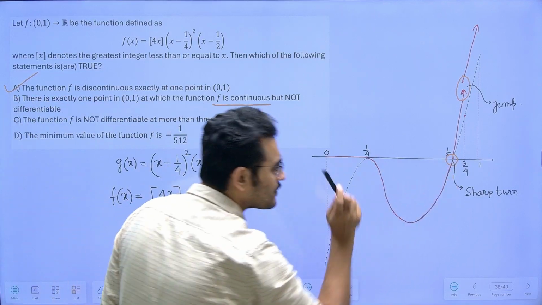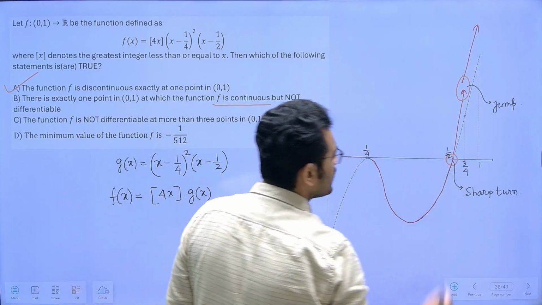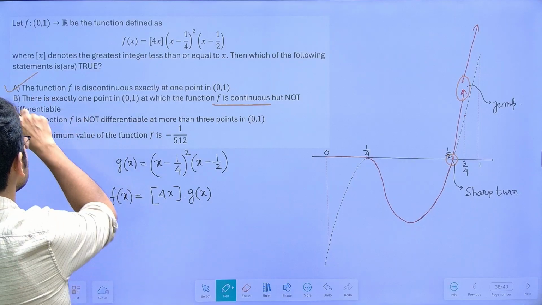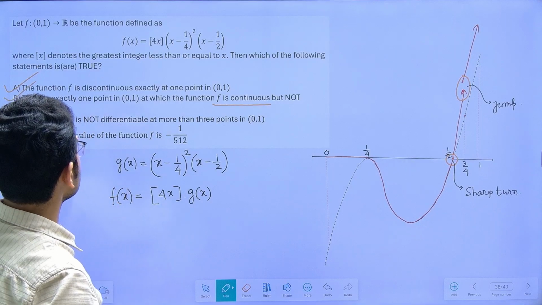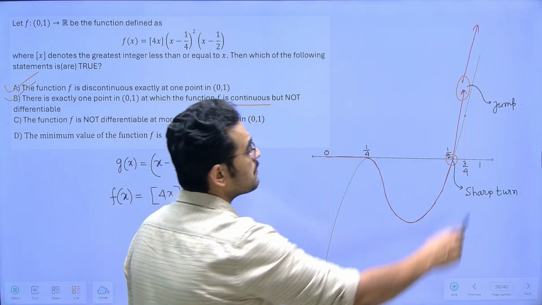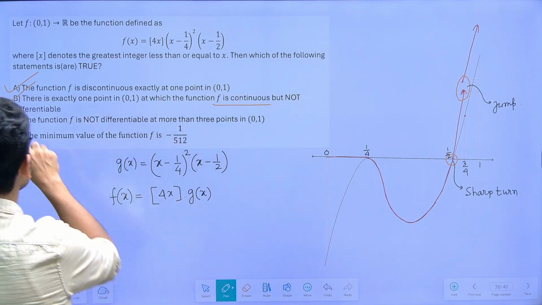There is exactly 1 point at which function f is continuous but not differentiable. This is the point x equal to half where the function is continuous but it is not differentiable due to a sharp turn. So option B is correct. Option C, the function is not differentiable at more than 3 points. How many non-differentiability? 1 non-differentiability, 2 non-differentiability. So this option is wrong.